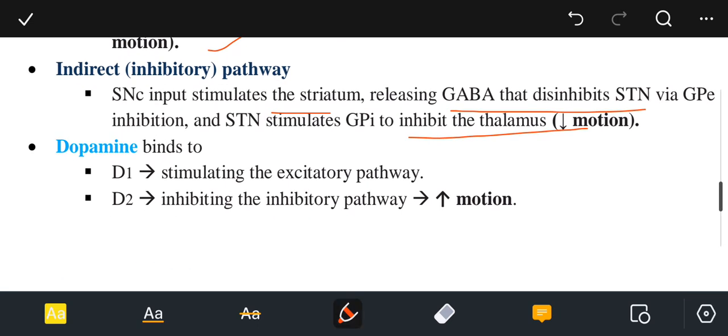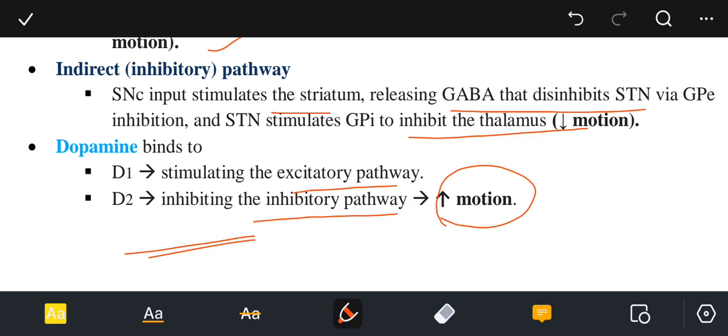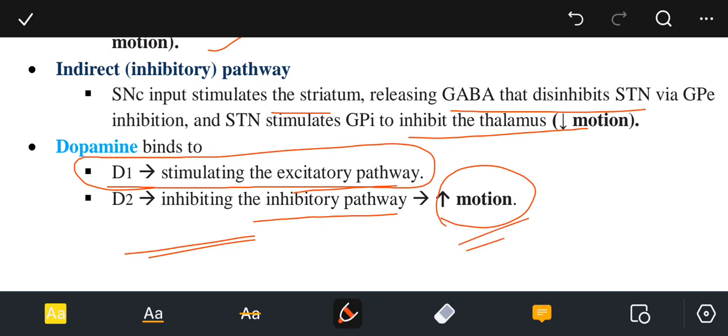Dopamine binds to the D1 receptor stimulating the excitatory pathway, and D2 receptor inhibiting the inhibitory pathway and increasing the motion. Now they have clarified the concept that D1 receptor will stimulate the excitatory pathway, that is increasing the motion, and D2 receptor will inhibit the inhibitory pathway, that is they will also increase the motion.